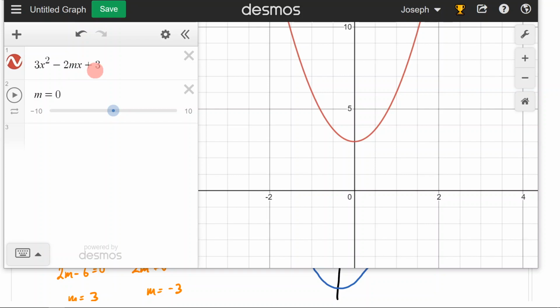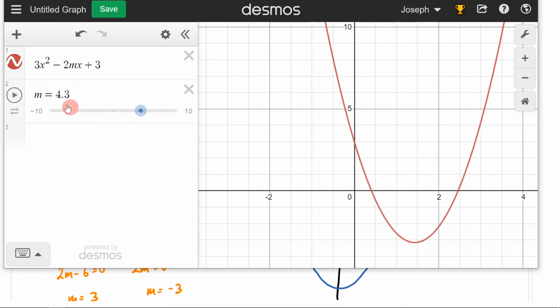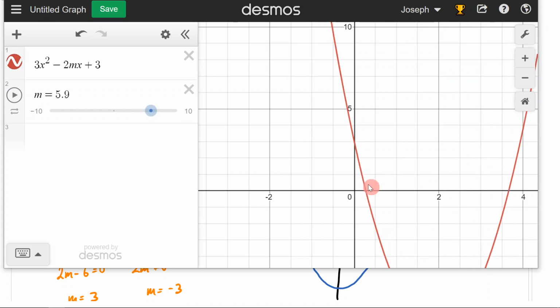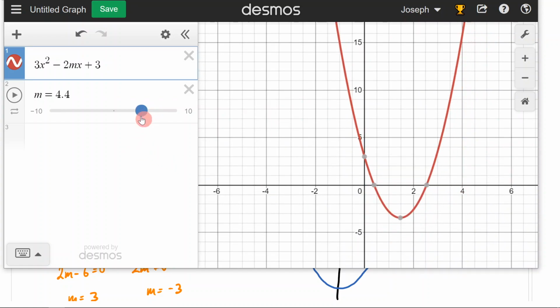And remember, the question said, find the values of m for which this has real solutions. And our answer was, well, if it's greater than 3, so let's take out this m here. It's like a scroller. So I'm changing the value of m. I'm going to make my m greater than 3. So for instance here, let's just make it exactly 4. When it's 4, do you see how I have 2 x-intercepts? And for any value greater than that, hopefully you can see there that I'm always going to end up with 2 x-intercepts.